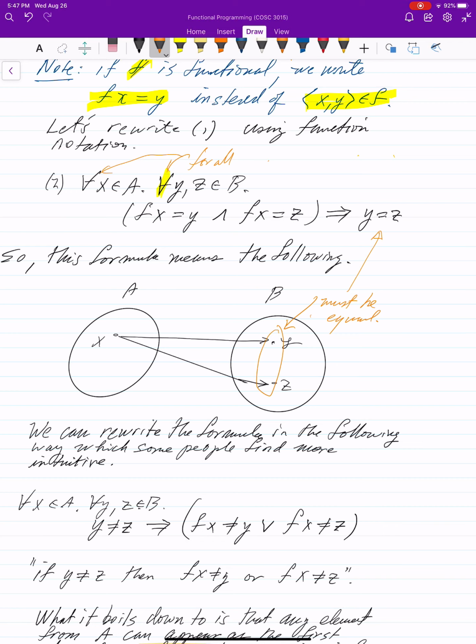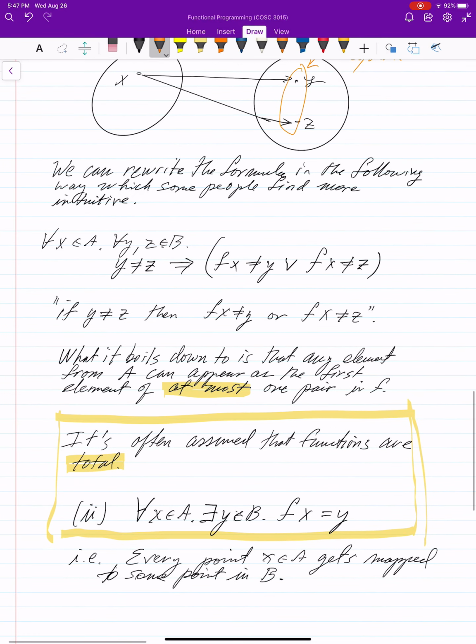And you may remember that this symbol is element of, this is an and, or conjunction, and this is implies. So the formula maybe looks a little complicated, and trying to understand it can be tricky.